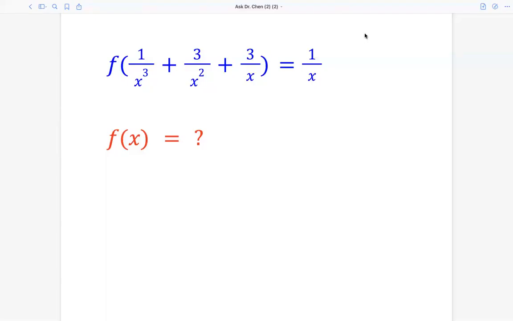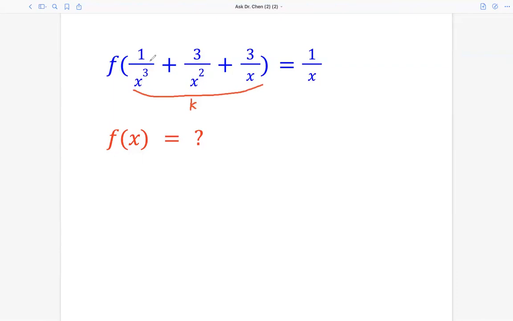Okay, let's see this question. So the given condition is f of this big expression equals 1 over x. So, we can use a dummy variable. Let's say we use dummy variable k to represent this big expression. Then we observe the expression. We see 1 over x cubed.